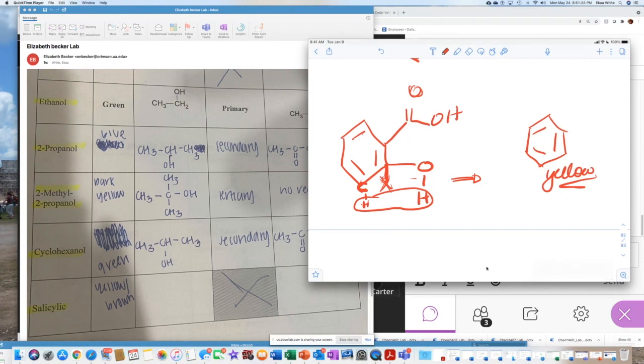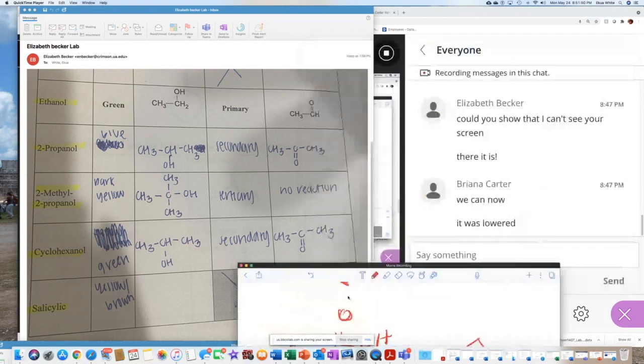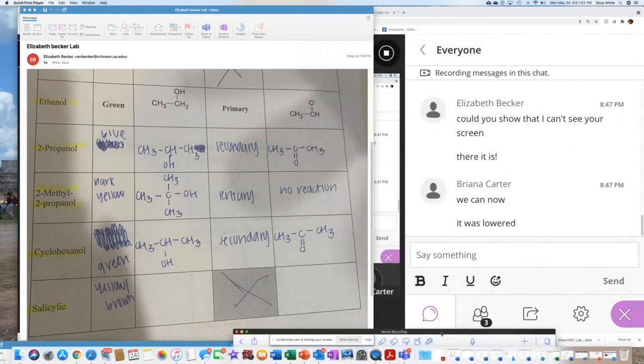That was a long way around to tell you it should remain yellow, because the carbon that it should form a bond with does not have an H. The carbon that has an H is too far from it. Plus, it cannot form a bond across like that. So this is not possible. In other words, it remains yellow, it can't be oxidized. Okay, so that's pretty much it.